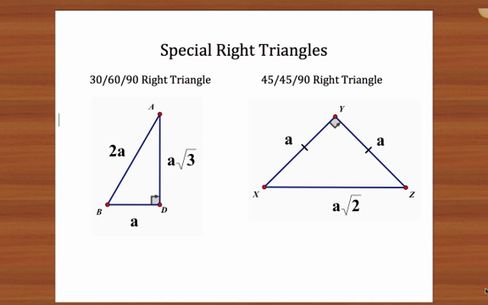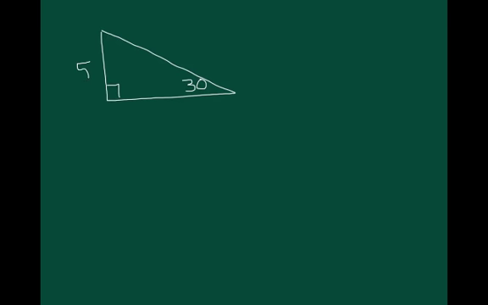Okay, I'm going to give you some examples of how these work when we're given numbers, but I hope you'll note that for both of these, all you need is one side and you're able to complete the entire right triangle. Say we're given this 30, 60, 90 triangle, and we are told that the side opposite the 30-degree angle is 5. Now, can we find the other two sides? Well, of course we can.